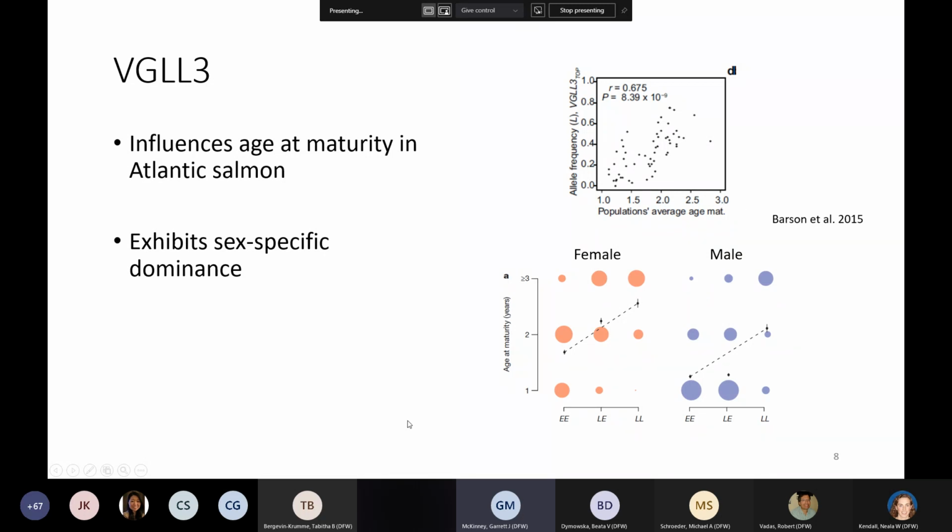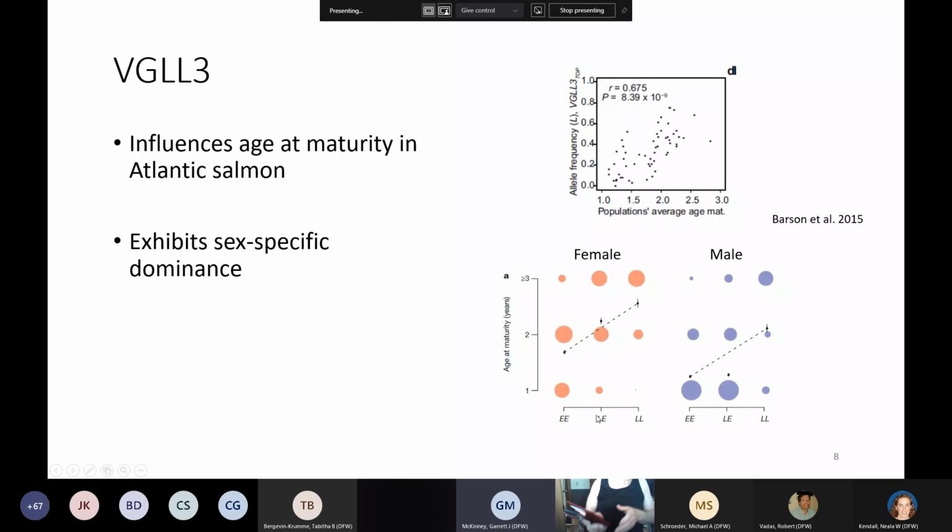So as the frequency of the late allele increases, the average age at maturity also increases. But the ultimate phenotypes of the individuals also exhibit sex-specific dominance. So in these plots here on the lower right, we have it separated by males and females. Age at maturity is on the y-axis, and then the genotype is on the x-axis. And the size of the circles is the relative proportion within each genotype. And so this dominance is most obvious for the heterozygotes, the LE individuals.